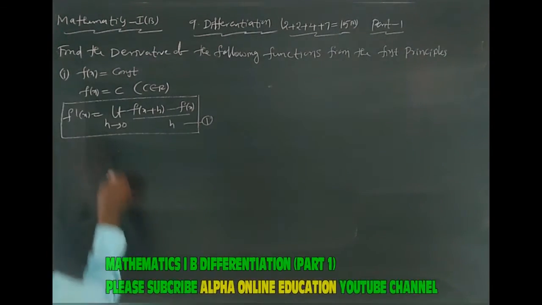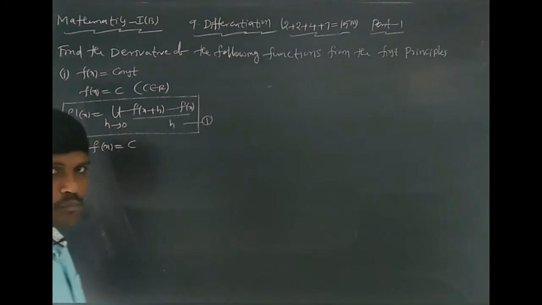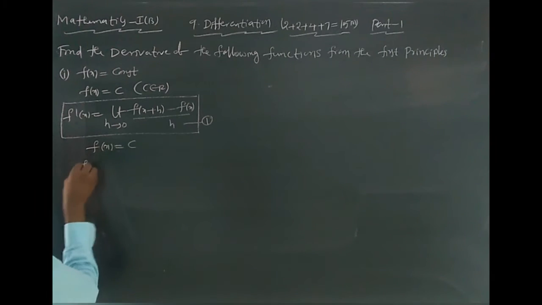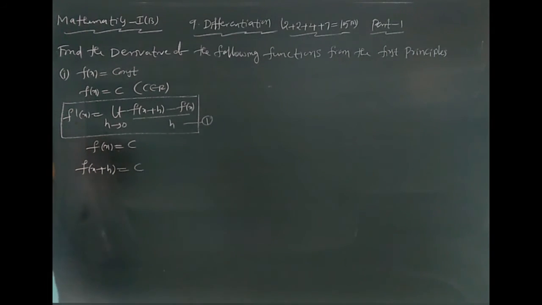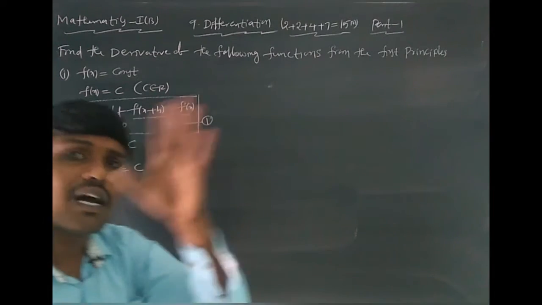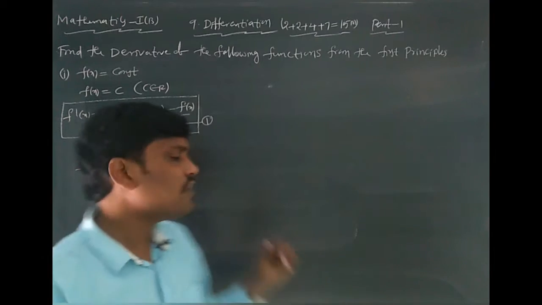In this formula, the f of x value is given: f of x is c. You get f of x plus h equal to what? Here c is the constant function. In this constant function, you can write any x value.